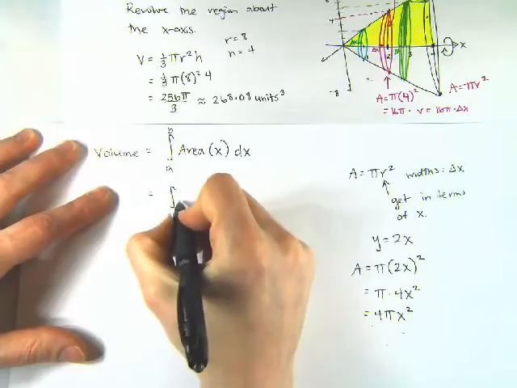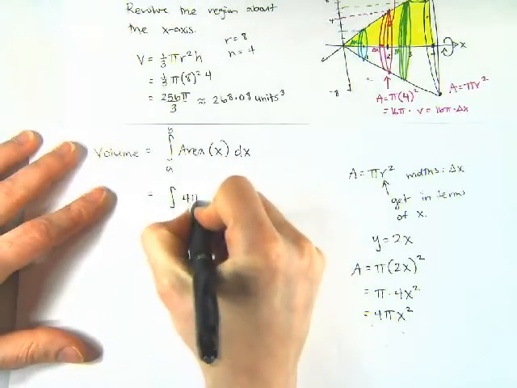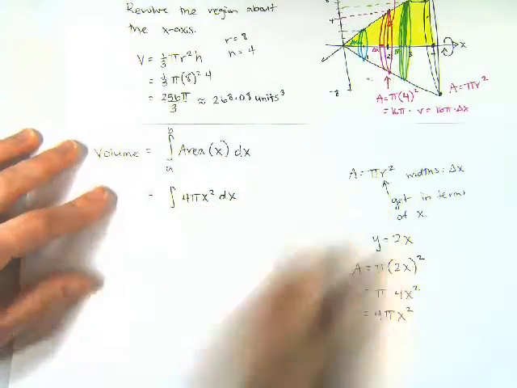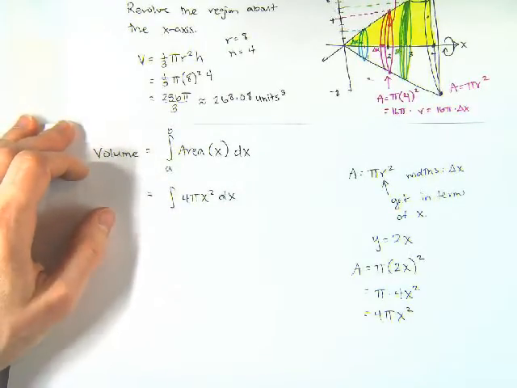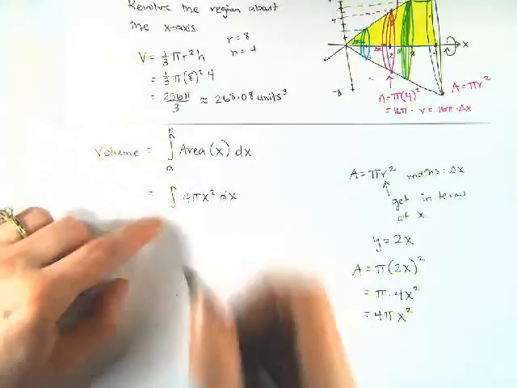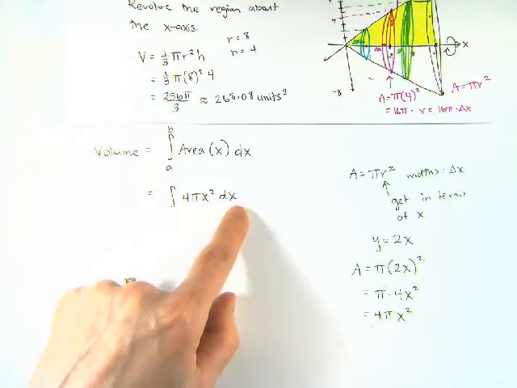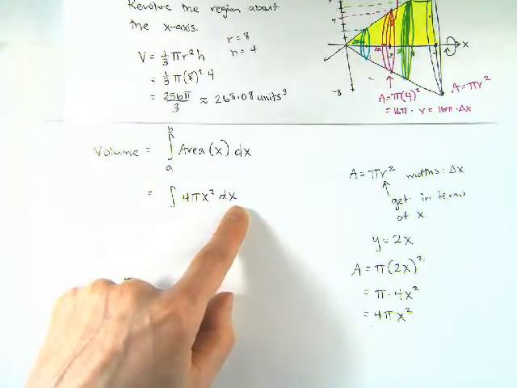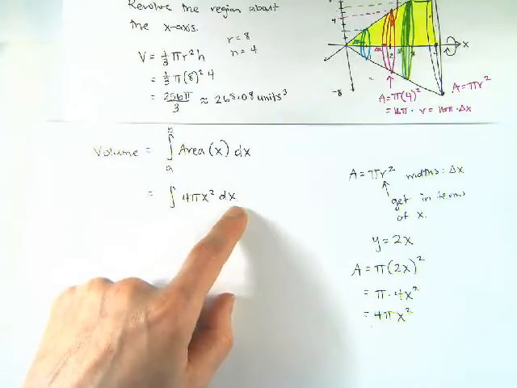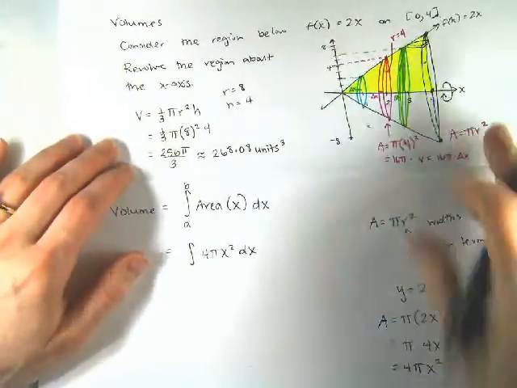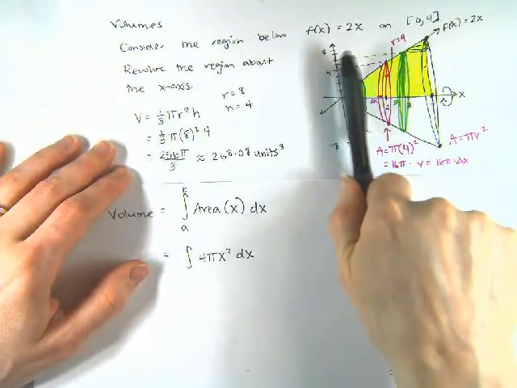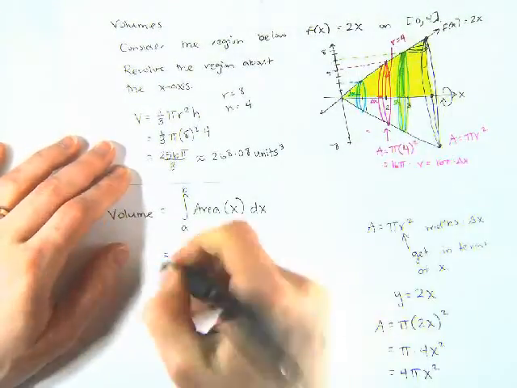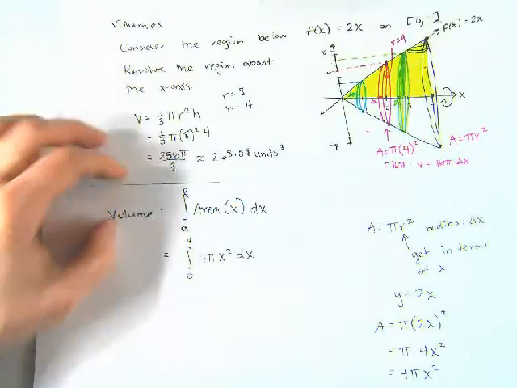We want to add up all those areas. So I'm going to add up the 4 pi x squared dx. And then the bounds, because this is in terms of x, I need the bounds to be in terms of x. So which x values are used? That is, where would I put the slices? Anywhere starting at 0 up until 4. So 0 to 4.